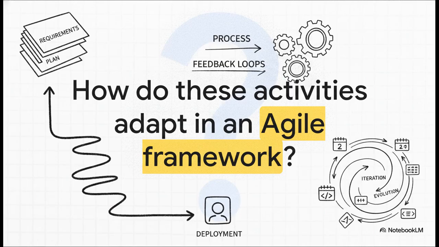Before we wrap up, I want to leave you with a quick question to chew on, something that connects today's foundational concepts to our next major topic. We learned today that all processes share these core activities. But if traditional plan-driven models rely on strict sequential steps and massive upfront requirements, how do these exact same activities adapt when we switch to an agile framework, where requirements might literally change on a daily basis? Think about how validation and evolution have to fundamentally shift when you're delivering new code every 2 weeks.